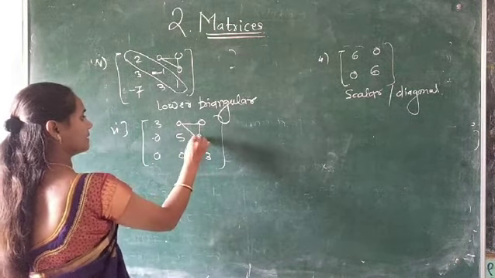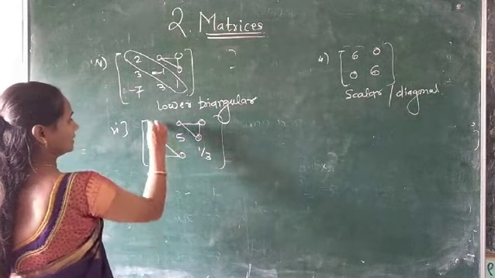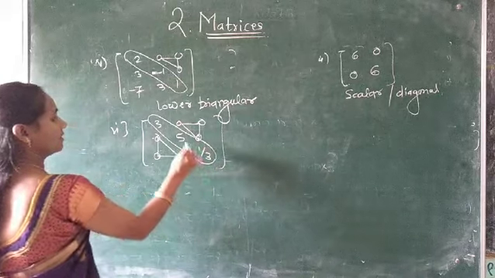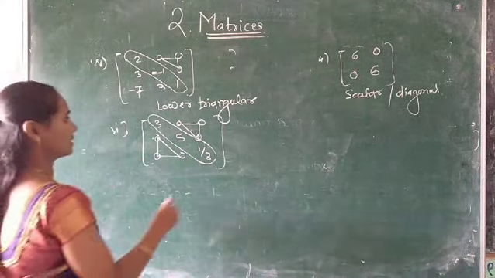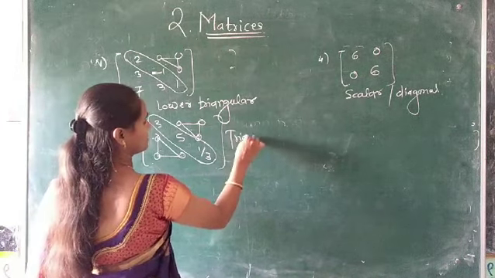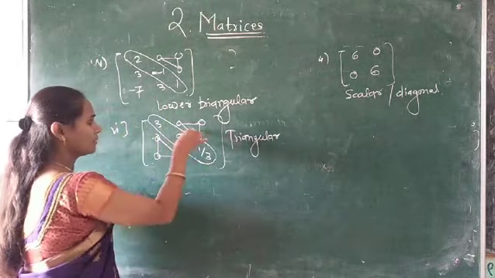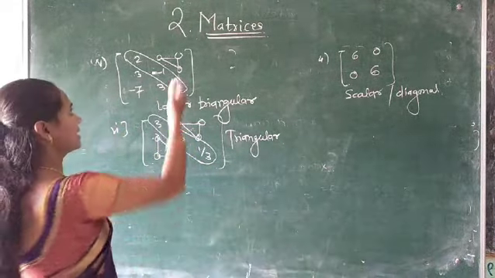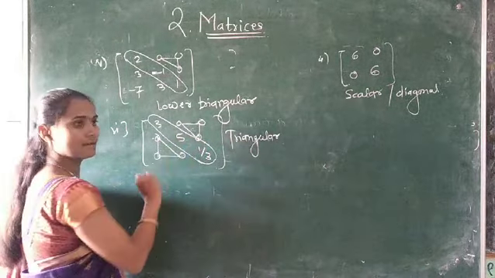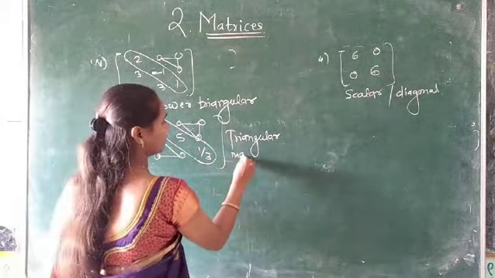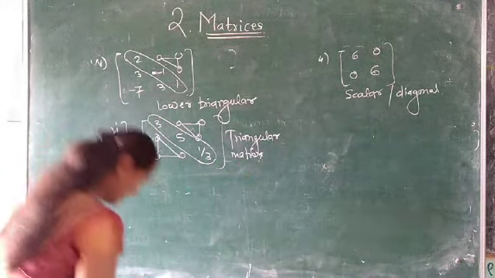Again here the elements above the diagonal and below the diagonal both are 0. This matrix is called a diagonal matrix. If only one, either below or above the diagonal, is 0, then we say it is an upper or lower triangular matrix, but here both the triangles are 0, so this matrix is called a diagonal matrix.